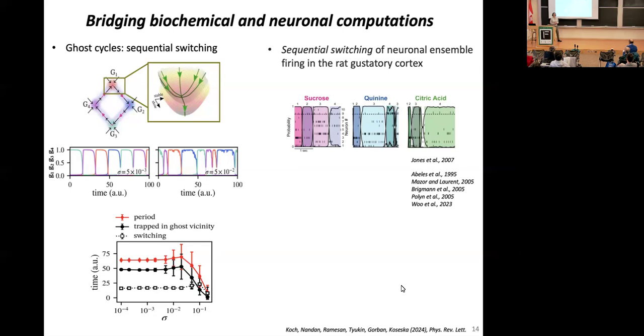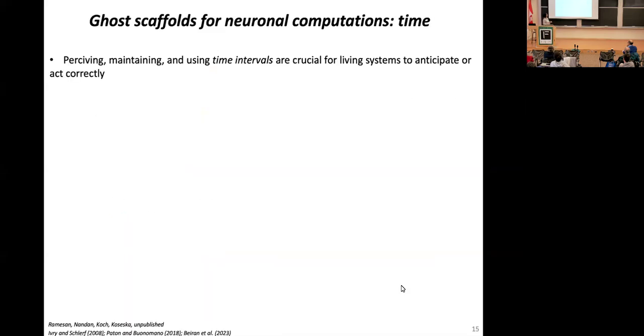There has been a range of experimental papers. This is an example of encoding of different tastes in the rat gustatory cortex, where they measured the neuronal activity. For each of the different tastes, you see a sequential switching activity pattern. When you repeat the same stimulus, you can have a slight variation when the system goes to the next state, but the sequence and its order remain the same. For the different tastes, the encoding is by different sequences. So this suggests that neuronal information encoding, especially for such sequential switching activity patterns, could potentially happen through Gauss scaffolds that are generated in the neuronal network.